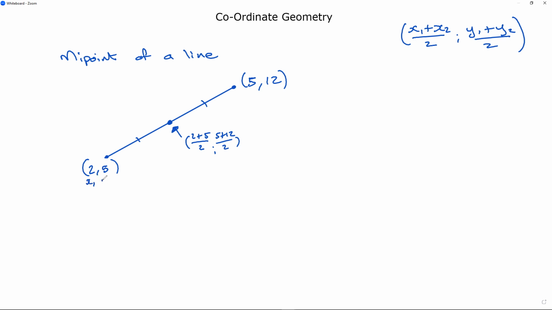Starting with this one, I'm going to label this x1, y1, and label this x2, y2. So x1 ends up as 2, x2 ends up as 5, y1 ends up as 5, and y2 ends up as 12. We then divide by 2, going exactly halfway. 2 plus 5 gets you 7. 7 divided by 2 is 3.5. And 5 plus 12 is 17. 17 divided by 2 is 8.5. And it's from A to B. That's the midpoint. Let's call it M. So this would be the coordinate of M.